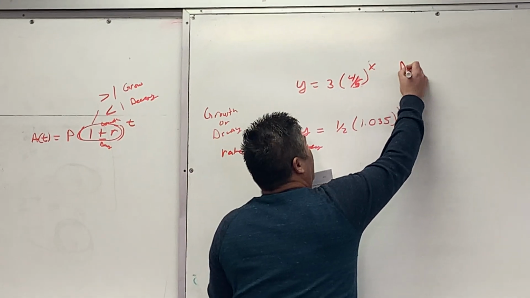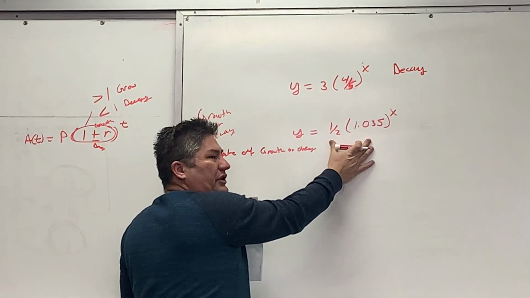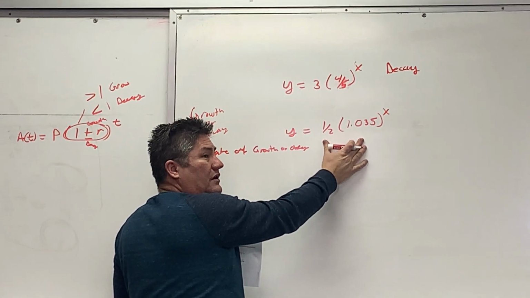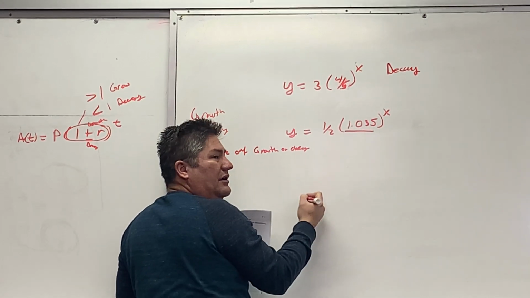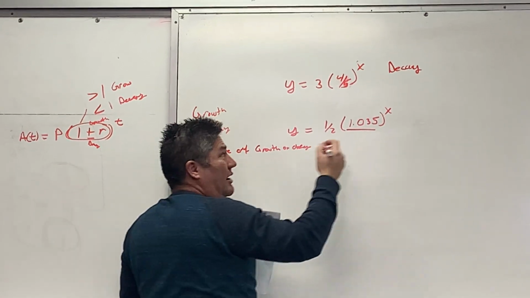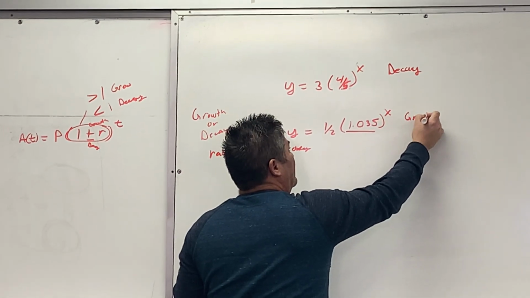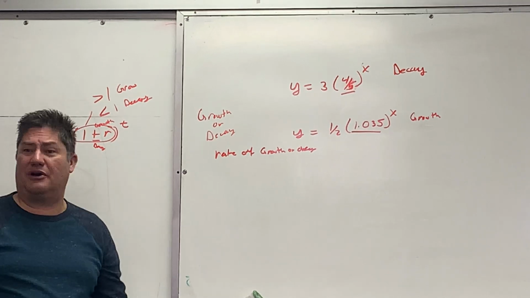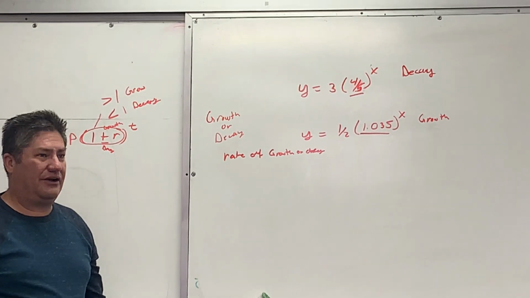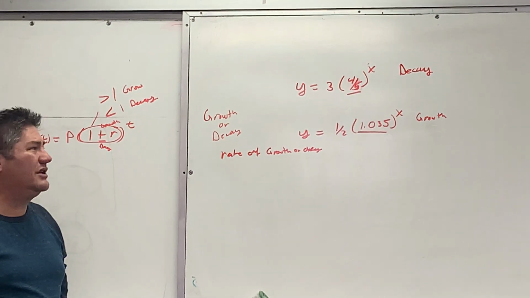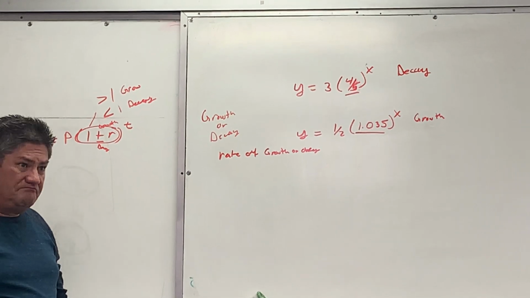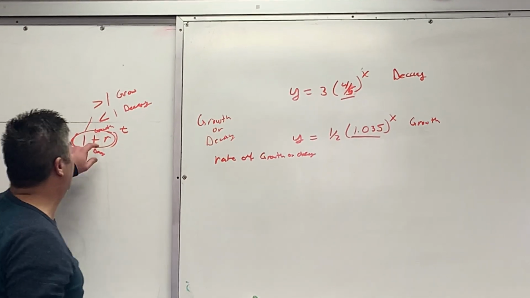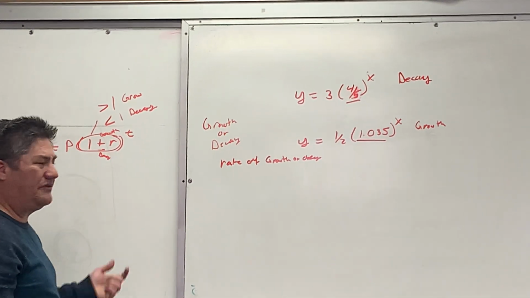Okay, Zach. Is this one growth or decay? How do you know? The number in the parenthesis is what? Bigger than 1, okay? And that's all I'm looking at. So this is pretty easy, but look at the number on the inside of the parenthesis. Don't look at the number on the outside. That'll throw you off, okay? Look at the number on the inside. Is it bigger than 1? If it's bigger than 1, growth. If it's less than 1, decay. Pretty easy, okay?